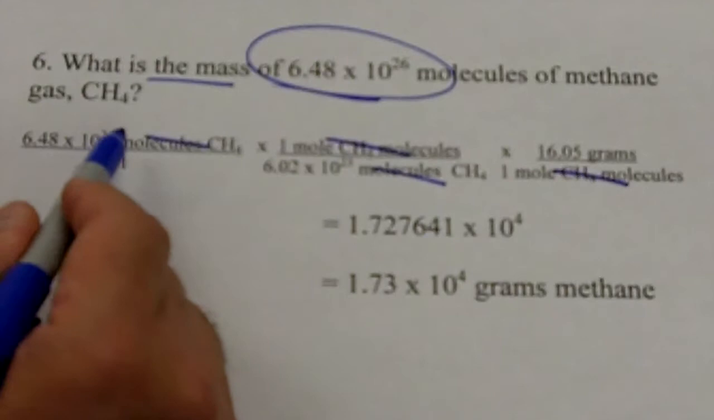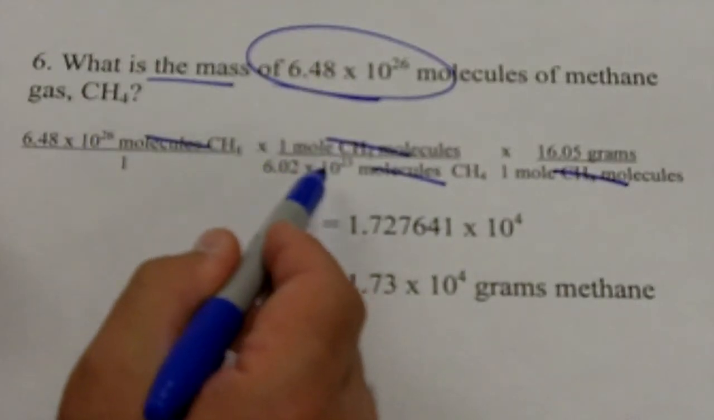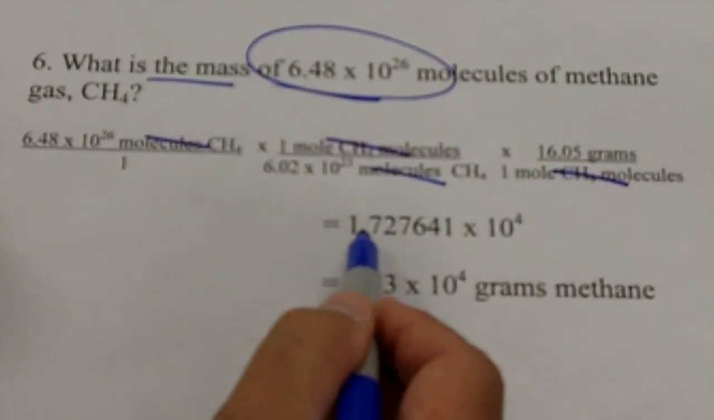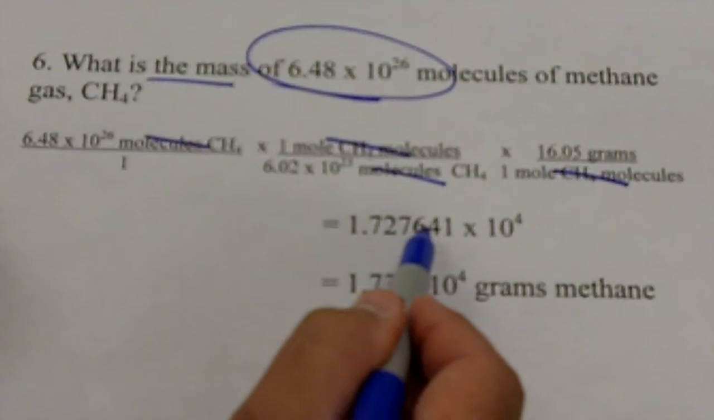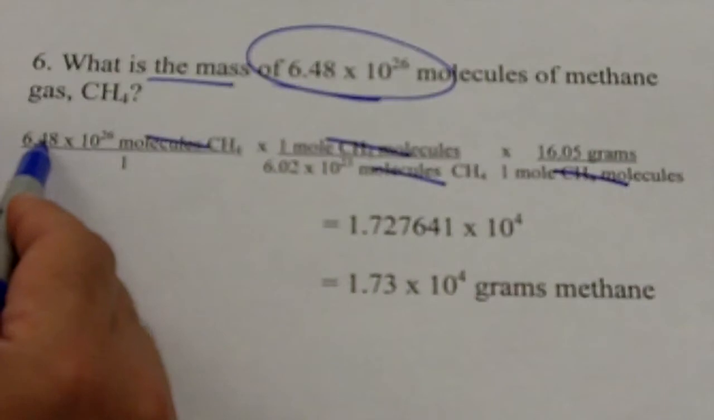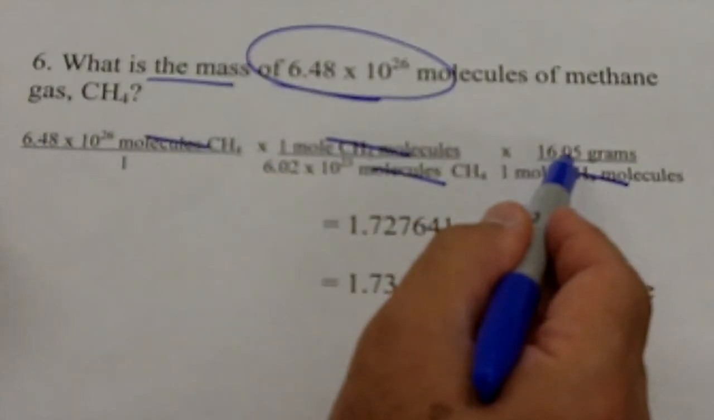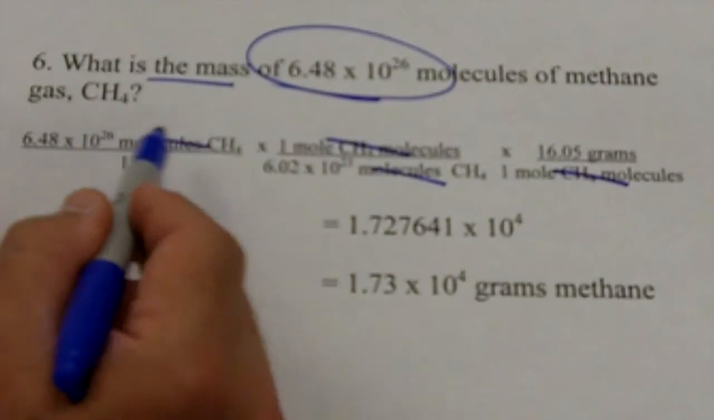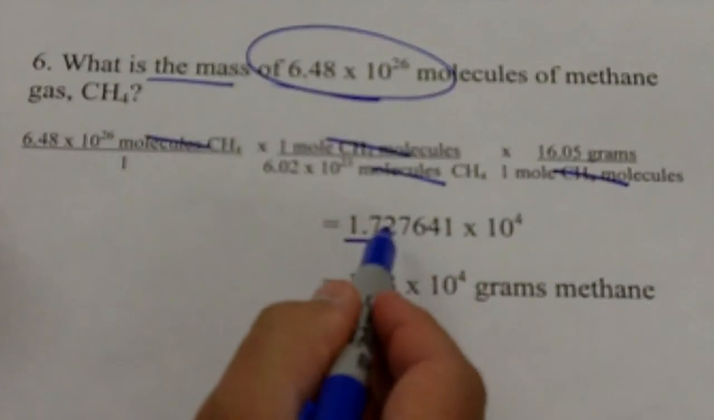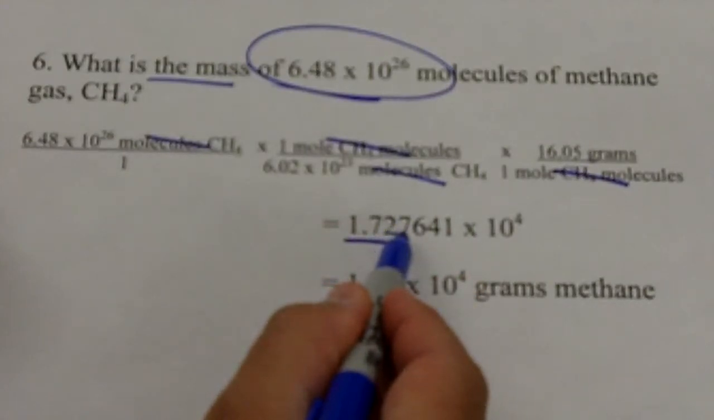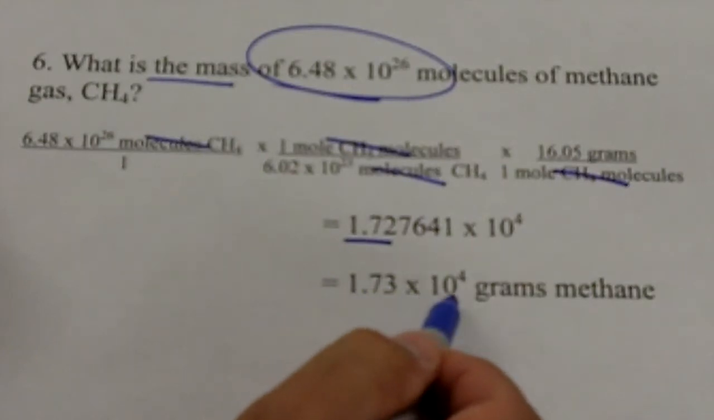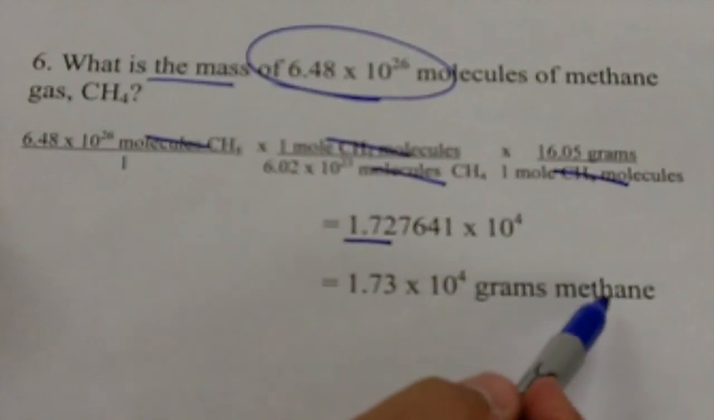6.48 times 10 to the 26 divided by 6.02 times 10 to the 23rd, enter, times 16.05, and here's the number I get. 1.72761 times 10 to the 4th. 3 significant digits here, 3 here, 4 there. I can only take the lesser of 3 or 4. I'll take 3 significant digits. Underline 1.72. The 7 is bigger than 5, so that will push this 2 up. I get 1.73 times 10 to the 4th. What was the unit? Grams of methane.